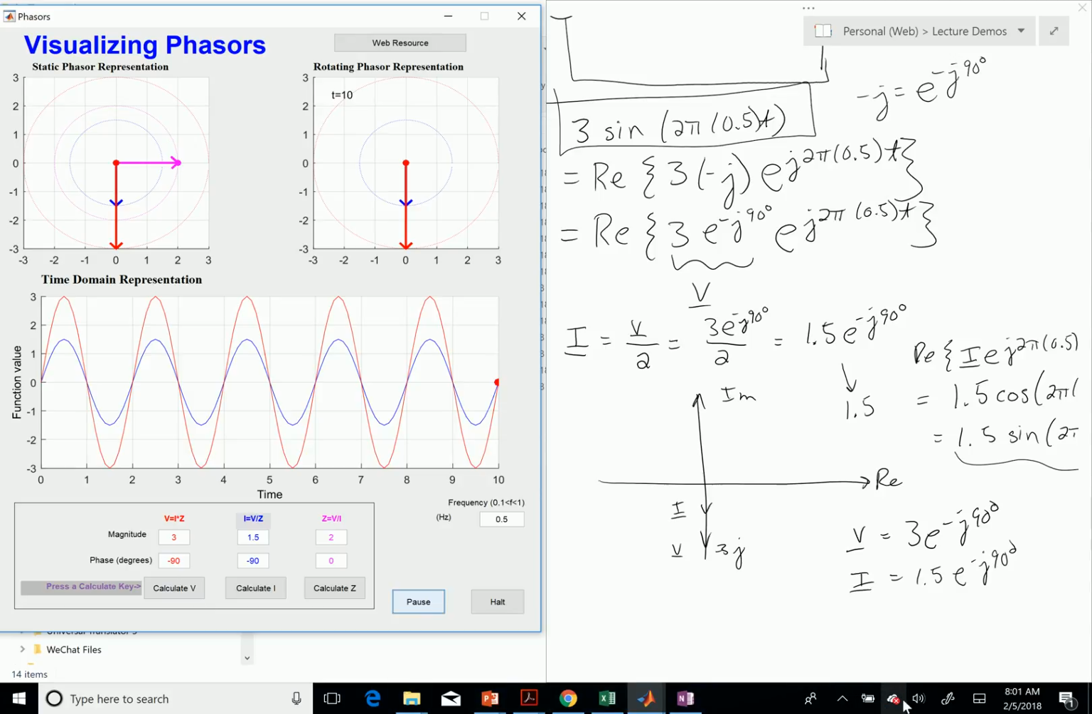All right, so hopefully that helps to understand that visualization. And I'll share this MATLAB with you so you can play with it.